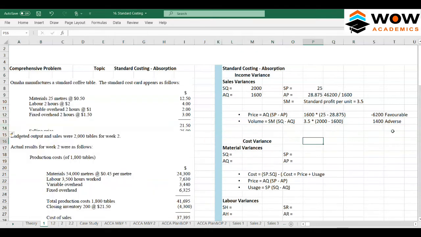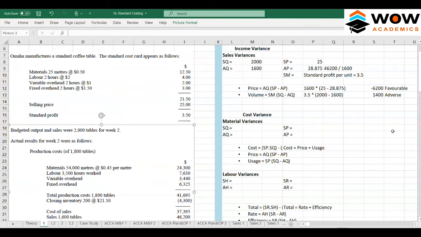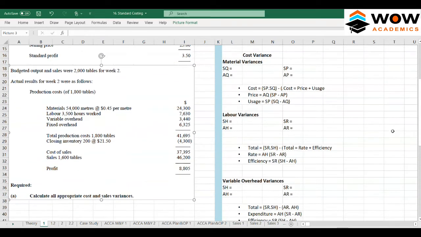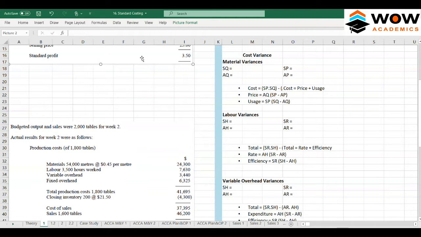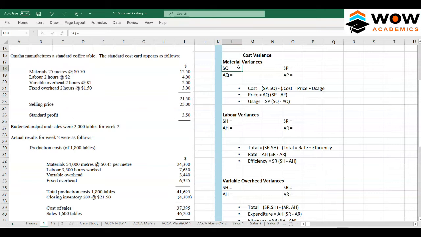The next one is cost variances from here on. So it is about material variances. We have to get these data, then only we can work out the sum. So what is the data that we need? We need standard quantity, actual quantity, standard price, and actual price. All these things are only for material sake. So the easiest numbers are SP and AP. First we'll get that.